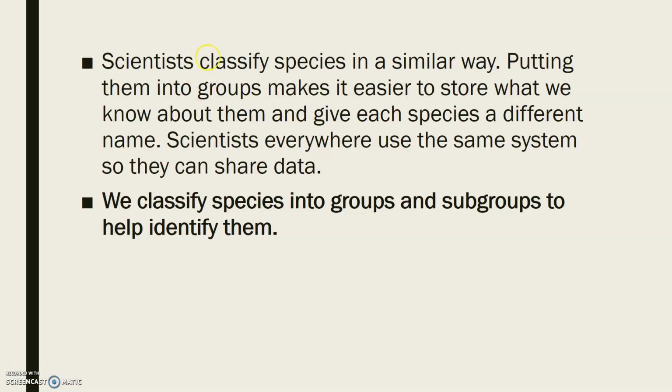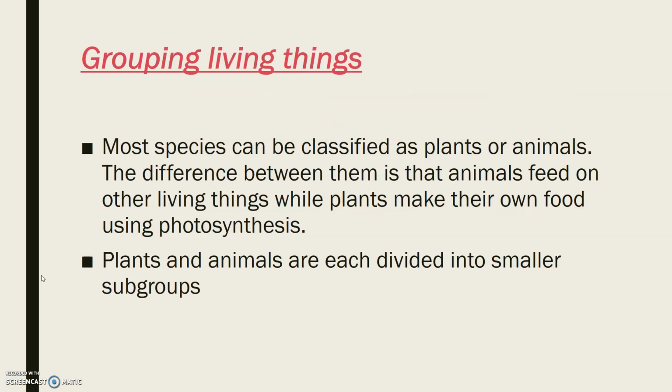We classify species into groups and subgroups to help identify them. That is the main thing. Species are classified into groups and then again into subgroups to help identify them. Grouping living things. Most species can be classified as plants or animals.